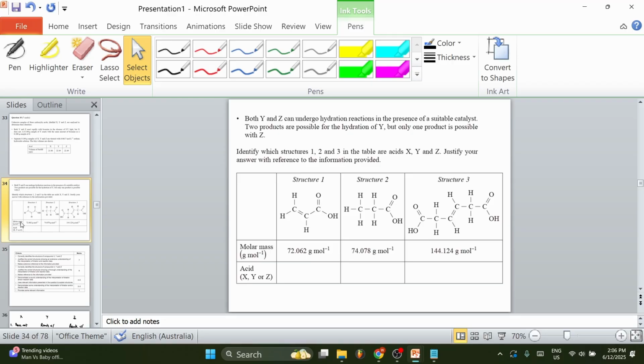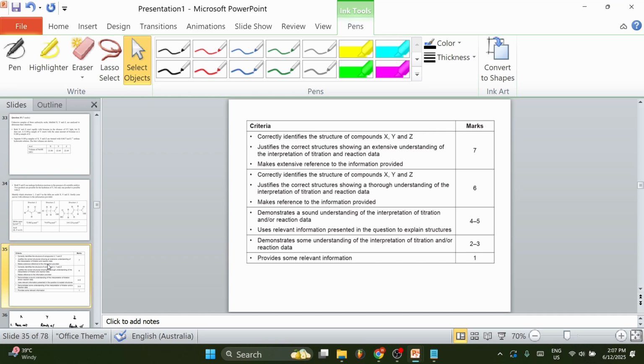The way you approach this question in order to get 7 marks is to address all the 3 dot points and then categorize them into structure 1, 2, and 3. So I think the best way to begin is to construct 2 tables that compare the information for X, Y, Z and structures 1, 2, and 3. Please pause the video to look at the marking criteria to understand how you can get 7 marks.